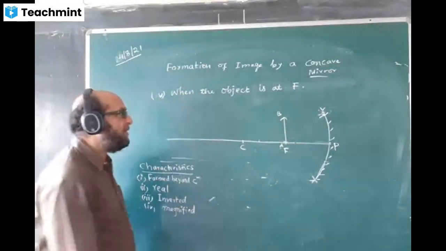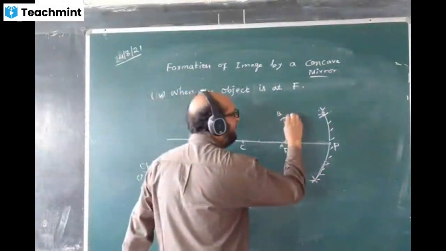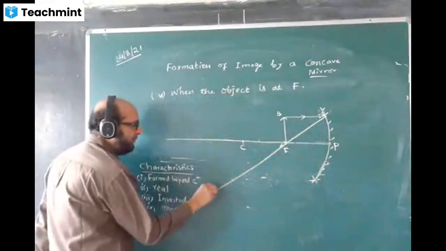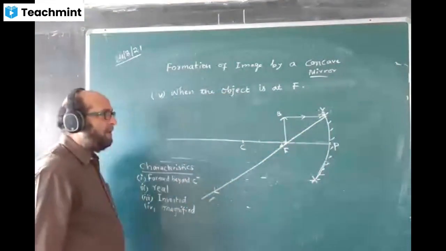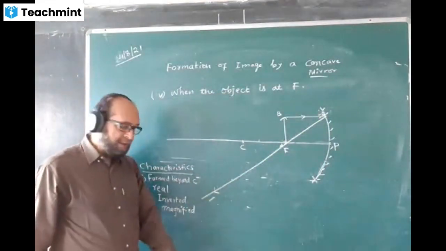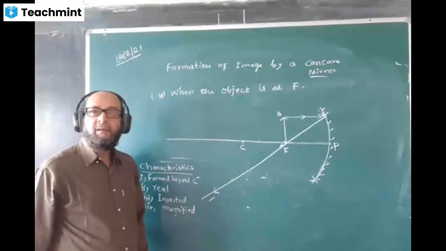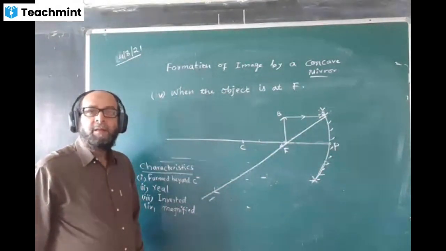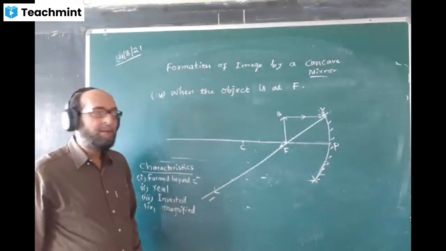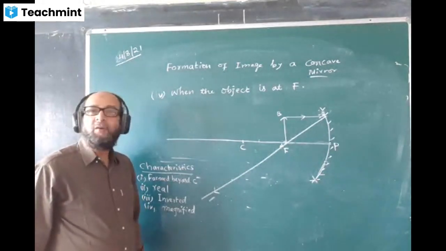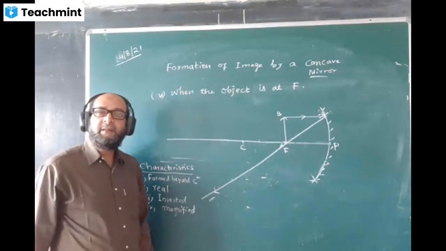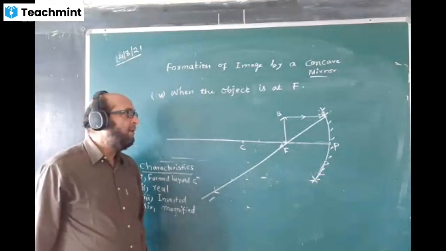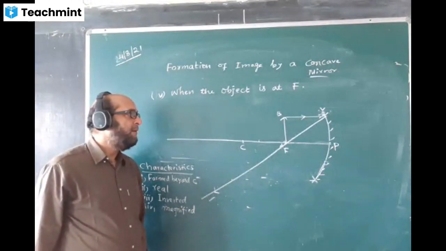What should we do now? First ray we are taking parallel to the principal axis. This ray will pass through F. Draw it. First ray parallel to the principal axis is passing through F. Done? How to take the second ray now? Tell me, how would you take the second ray?